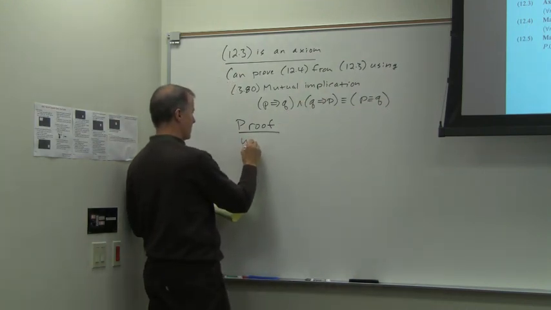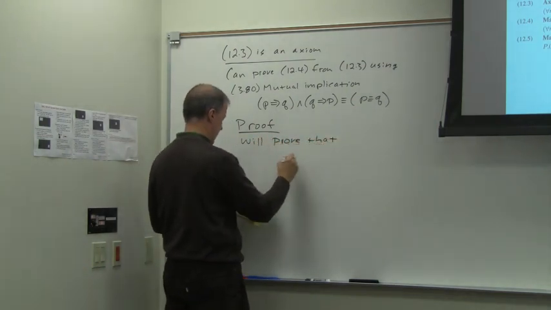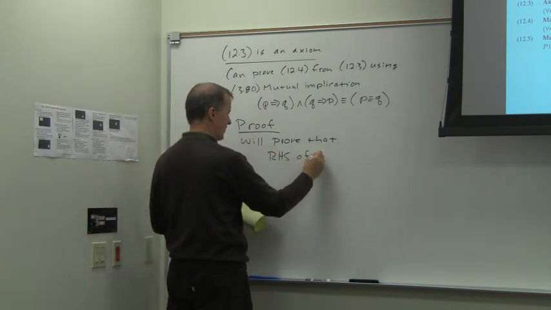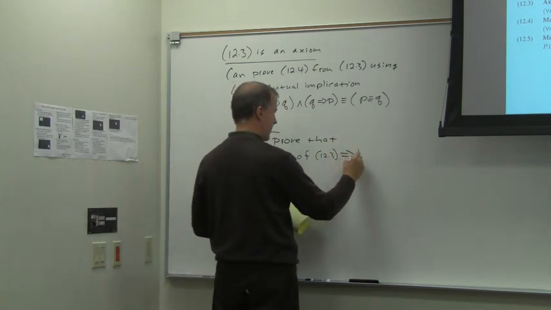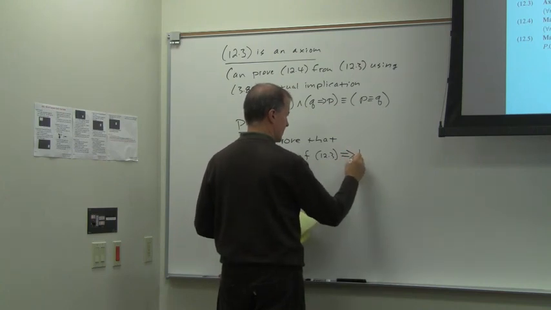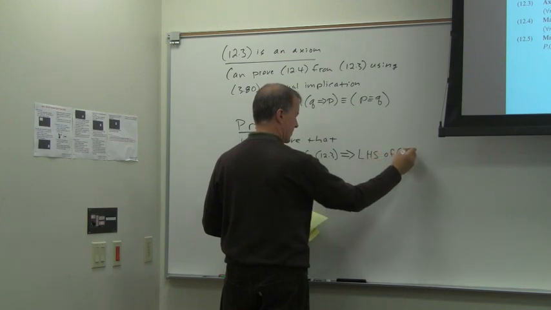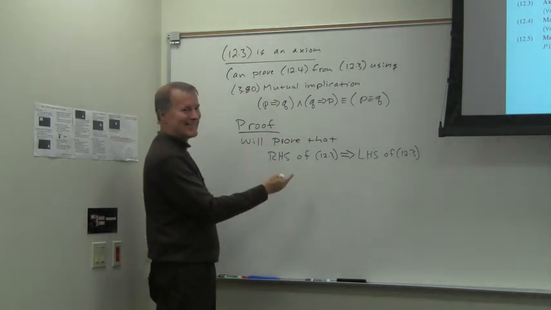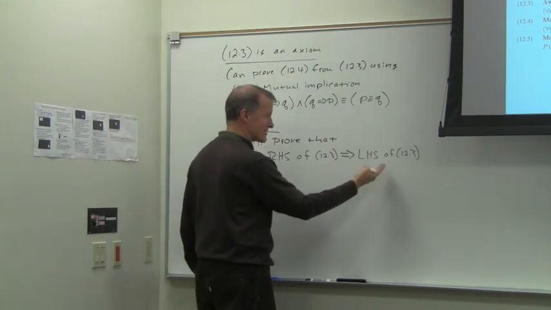So we'll prove that the RHS of 12.3 implies the LHS of 12.3. And now, what's one of the most common techniques for proving that something implies something?